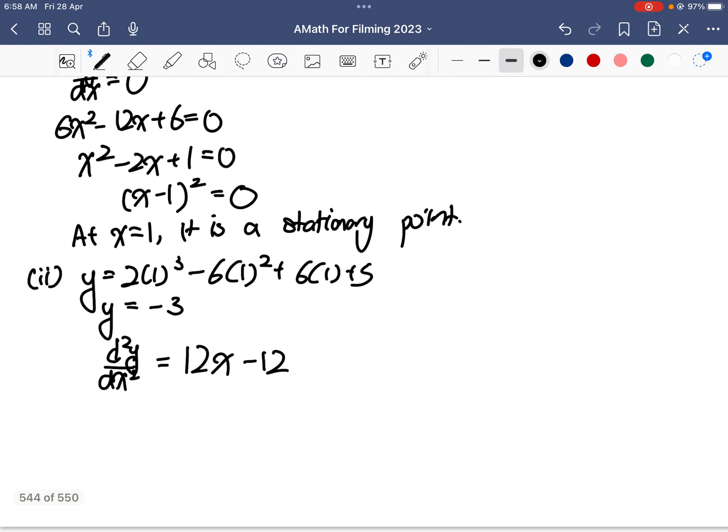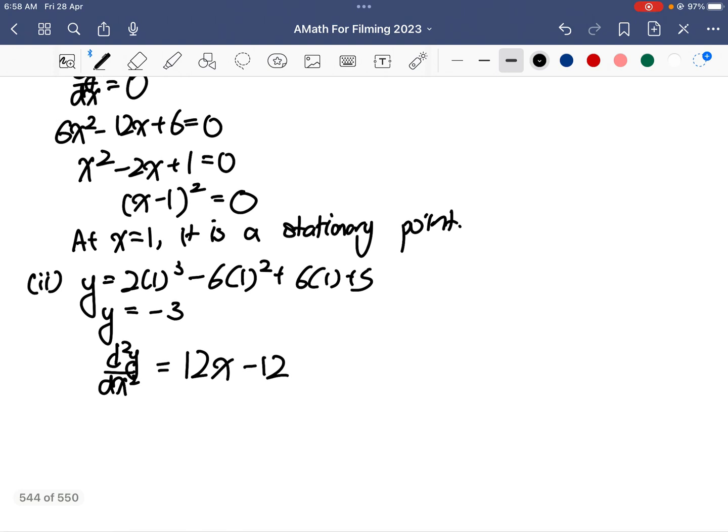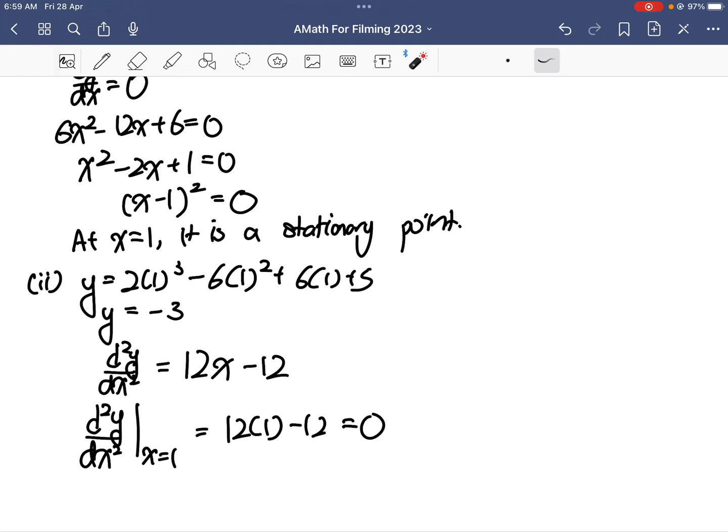Here is where something special occurs. If you notice, my x value was equal to 1. So if I substitute this into my second differential, I get 12 times 1 minus 12 equals 0. Oh no. Why oh no?